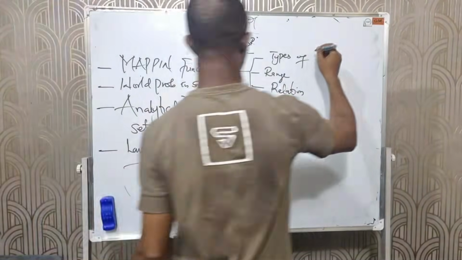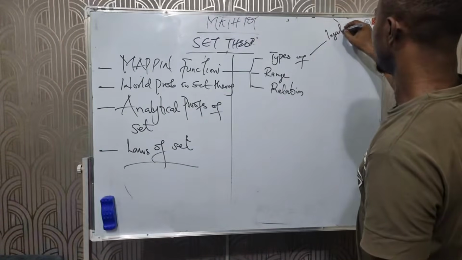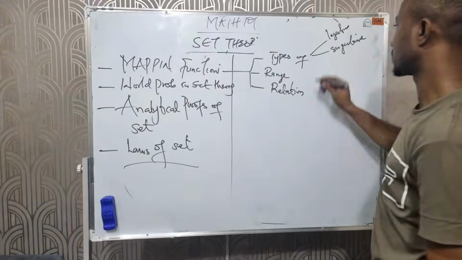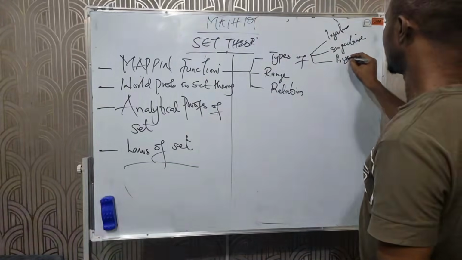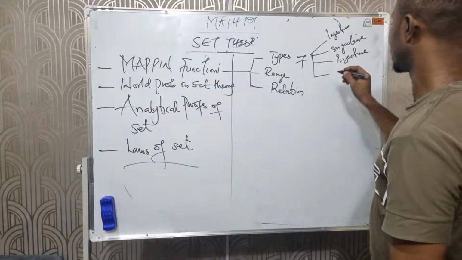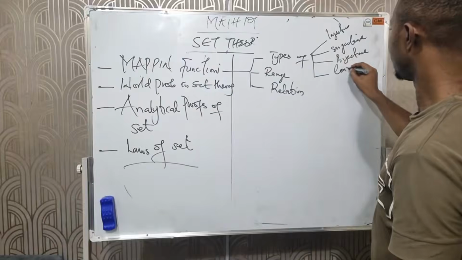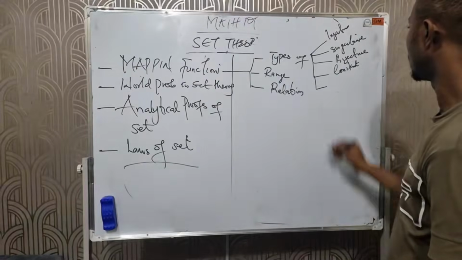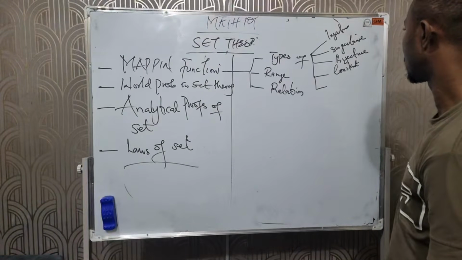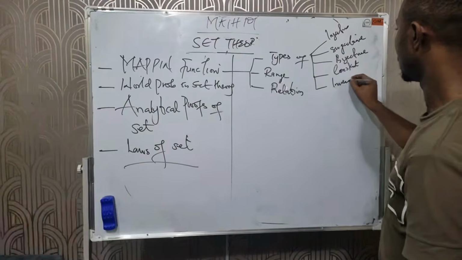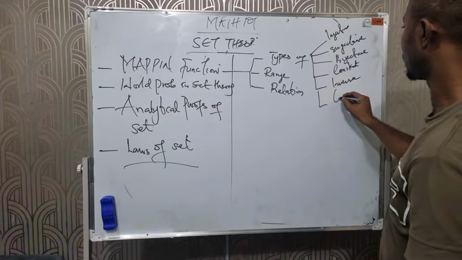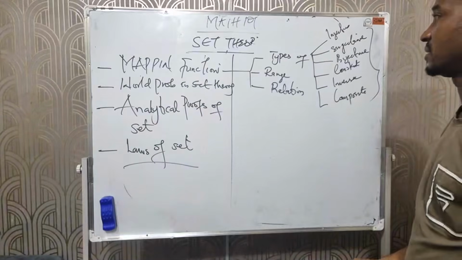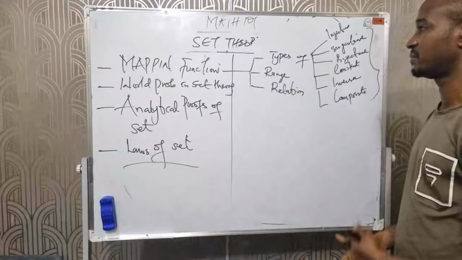Then under the types of mapping, we'll look at injective, we look at surjective mapping function, we'll look at bijective mapping function, also look at constant mapping function, also look at what we call one-to-many functions and inverse function. Then also look at composite function. All of this we'll be discussing tomorrow. Okay, tomorrow I will conclude on set theory and mapping function.